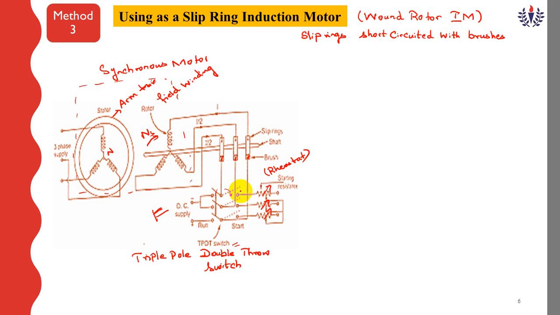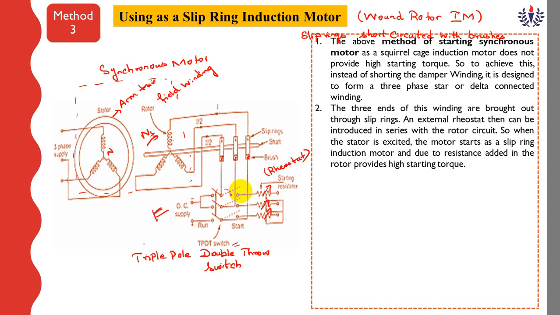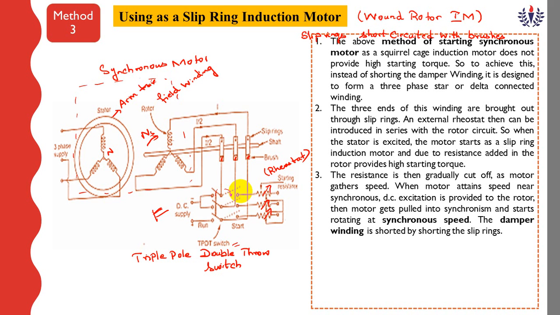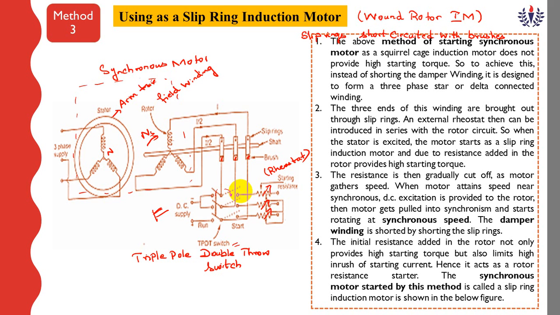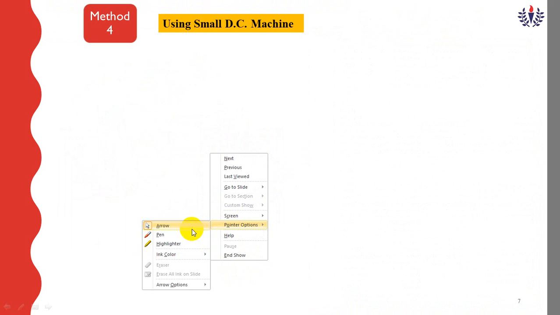I hope you understand this concept. This is the concept of the slip ring induction motor. And for the fourth method, the theory which I explained is available for you to see. And the fourth method will be a small DC machine. What is going to be a small DC machine? I will explain the arrangement here, how to do it.